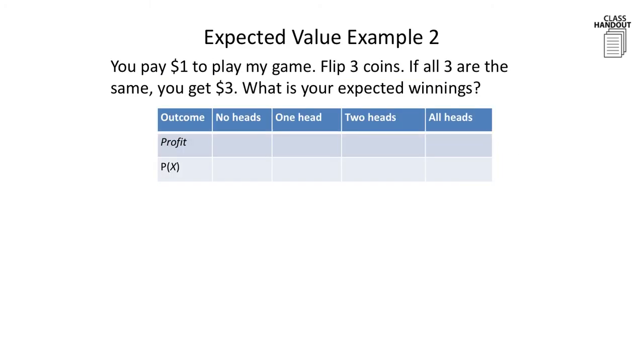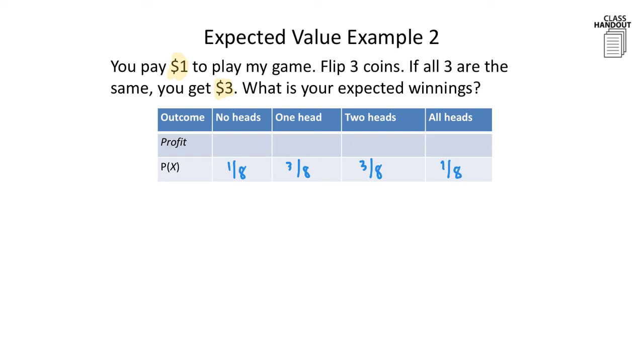All right, so let's look at another example. So in this problem, it says you pay $1 to play my game. We're going to flip a coin. If all 3 coins are the same, you get $3. Otherwise, basically, you get nothing. So what is your expected winnings? Remember, we did this table yesterday. The probability of no heads is 1/8. 1 heads would be 3 out of 8. 2 heads is 3 out of 8. And all heads would be 1 out of 8.